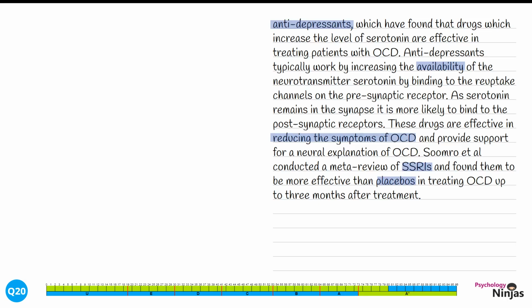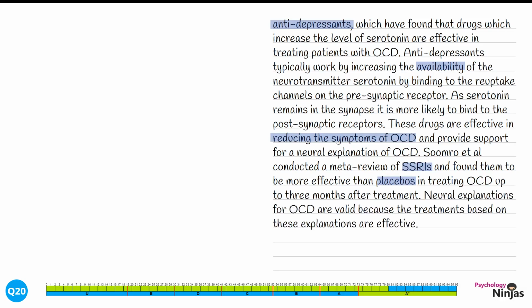It's important here that we've said that they're more effective, and the length of the effectiveness also supports antidepressants as an effective treatment for OCD. We're going to give a conclusion now. Neural explanations for OCD are valid because the treatments based on these explanations are effective.